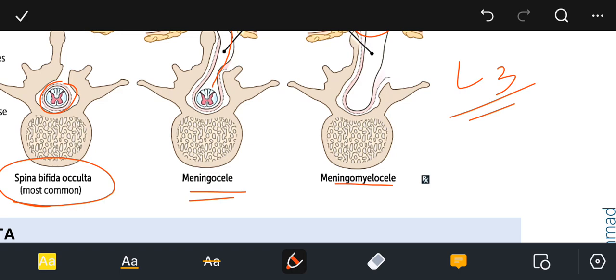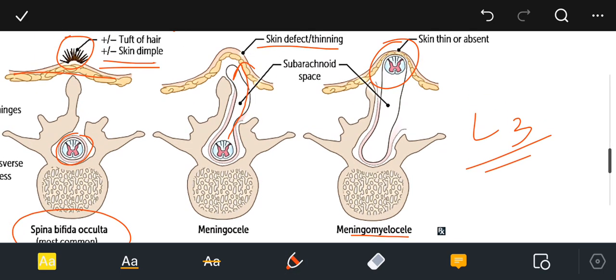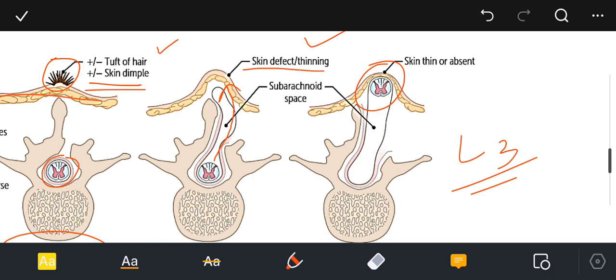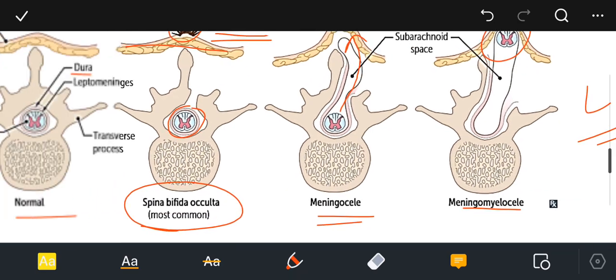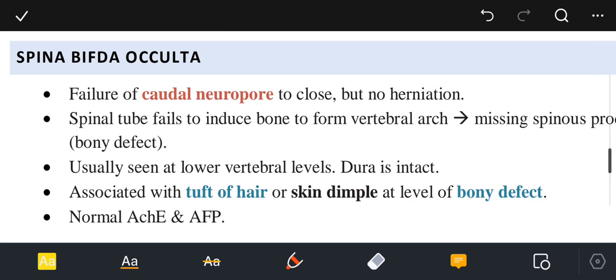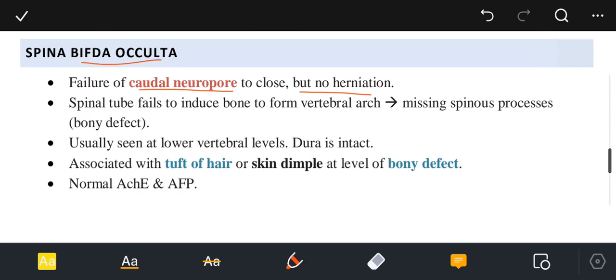We'll see that later on as well, but for right now, just for conceptual purposes, the herniation of the brain tissue, the herniation of neuronal tissue, and along with that, if we have meninges, that is called myelomeningocele. Moving forward, spina bifida occulta. Failure of caudal neuropore to close, but there is no herniation. Spinal tube fails to induce the bone to form vertebral arch.